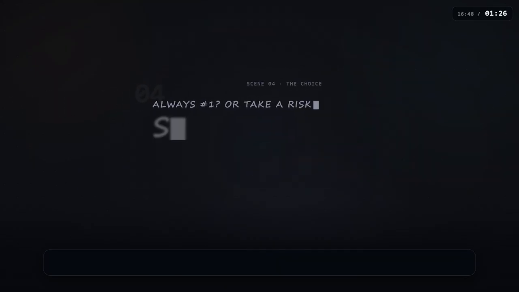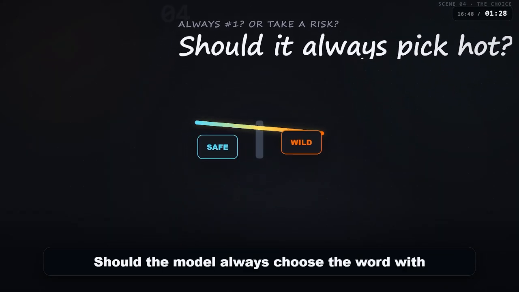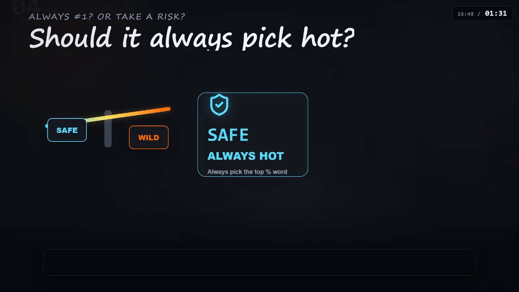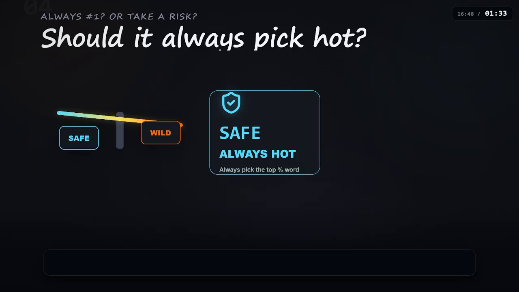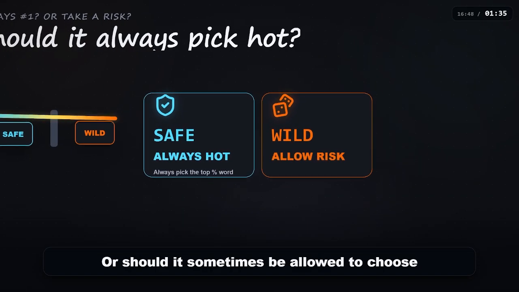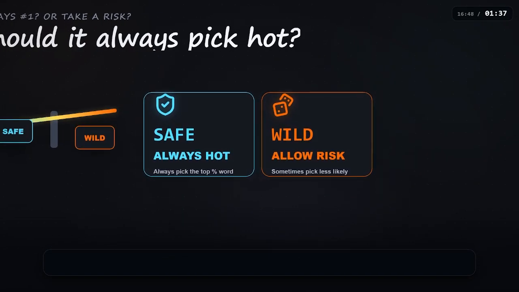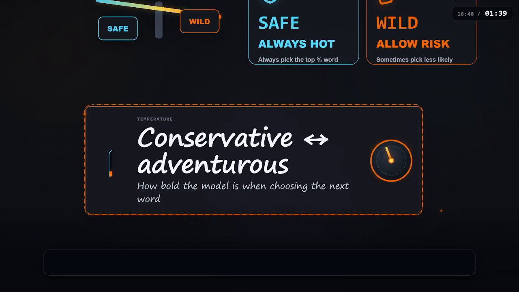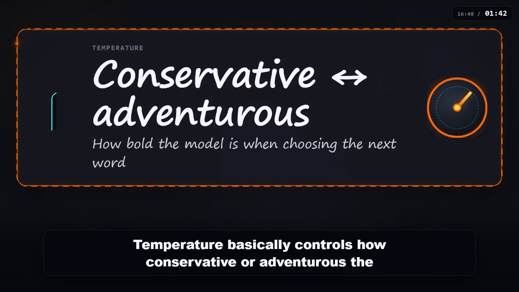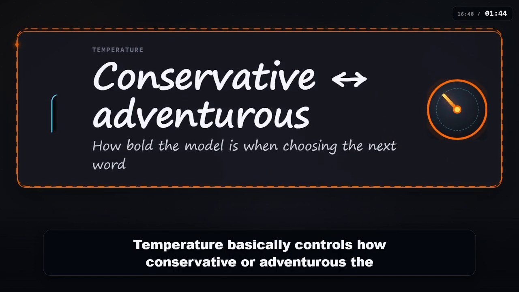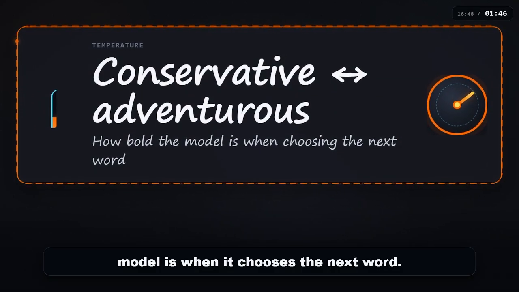Now, here's the question. Should the model always choose the word with the highest probability? Should it always pick hot? Or should it sometimes be allowed to choose one of the less likely options? That's where temperature comes in. Temperature basically controls how conservative or adventurous the model is when it chooses the next word.